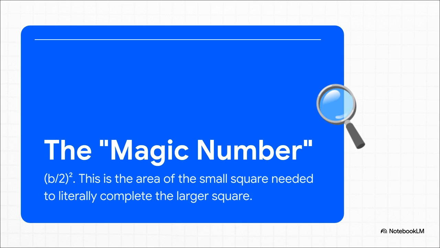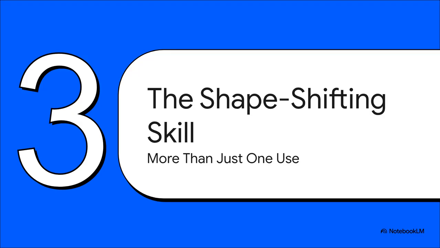And boom, there it is. The missing piece is a tiny little square. And what are its dimensions? Well, its sides are b over 2 by b over 2, which means its area is b over 2 squared. That is the so-called magic number from that recipe. See? That step was never magic. Adding b over 2 squared to both sides is the literal geometric act of putting that missing piece in to finish the shape.